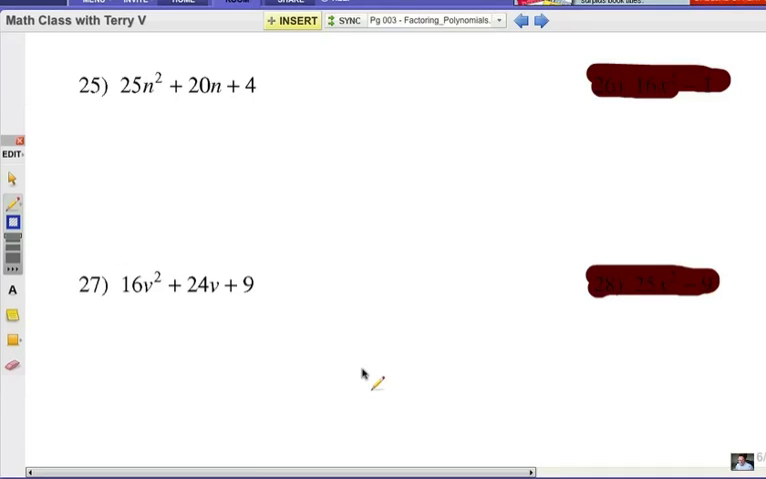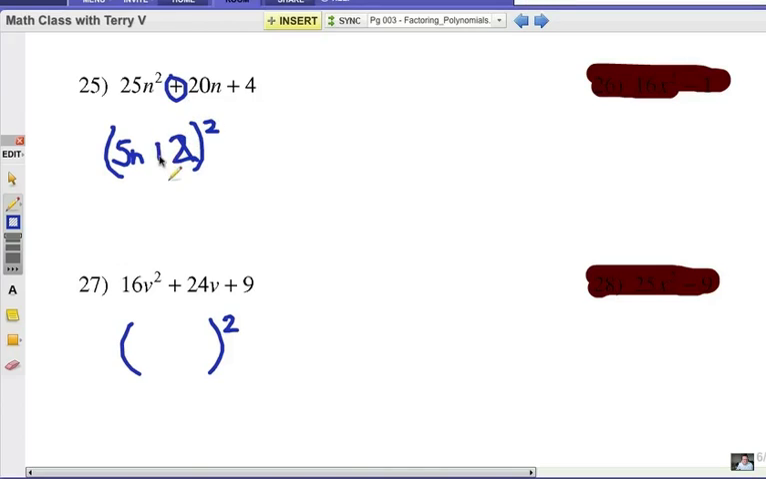Finally, numbers 25 and 27 are perfect square trinomials, so factor them and try it before I show you the answer. Number 25: the square root of 25n squared is 5n, because 5n times 5n gives you 25n squared. And the 4 on the end, the third term there, is a perfect square, and we know that that is 2 times 2. Copy the middle term's sign: 5n plus 2. Now if you were to do 5n times 2, that's 10n, and then you double it to get the middle term, 20n. So that's number 25 factored.